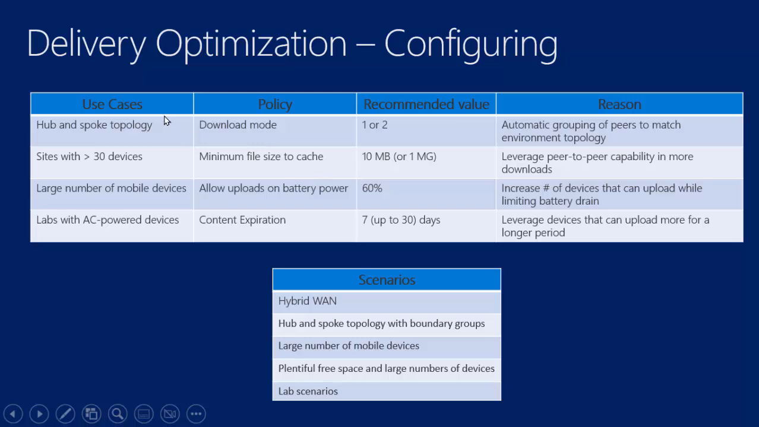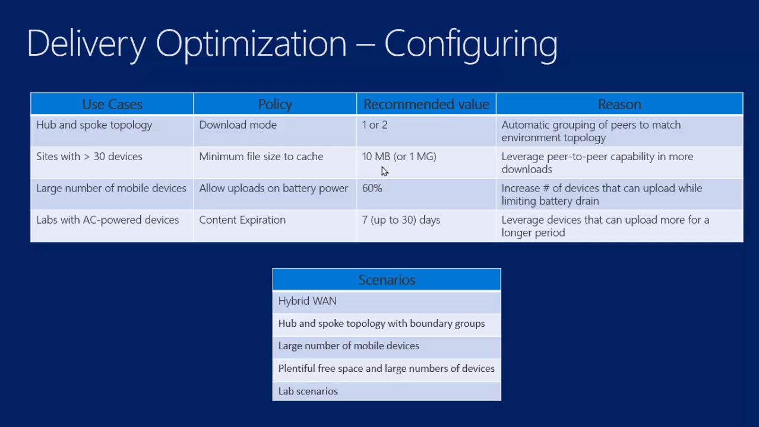There's also use cases. Again, these will mirror some of the things that we just talked about. If you have a hub and spoke topology, the download mode, again, 1 or 2, depending. Are they all behind the same NAT? That's download mode 1. Are they not, and you need to do something like a group ID? Great, that's download mode 2. You'll see that more in a minute. Do you have sites with more than 30 devices? Great. Then maybe the minimum file size to cache might be 10 megs, right? You can control the size of the file that delivery optimization will cache for you, right? Now, ultimately, the delivery optimization service is responsible for that.